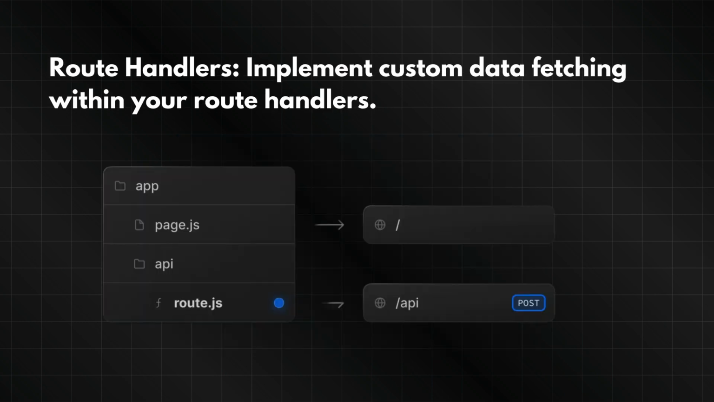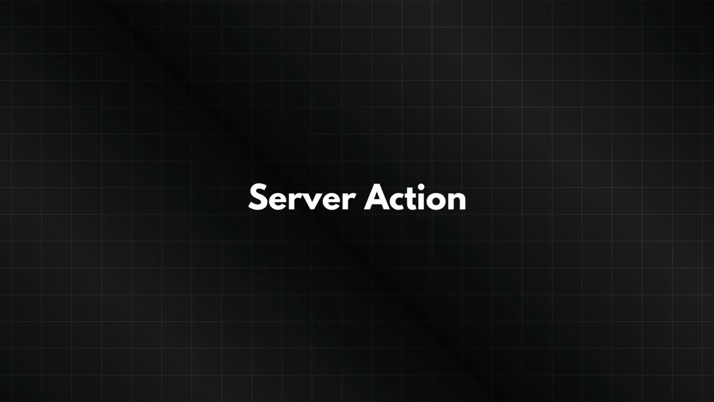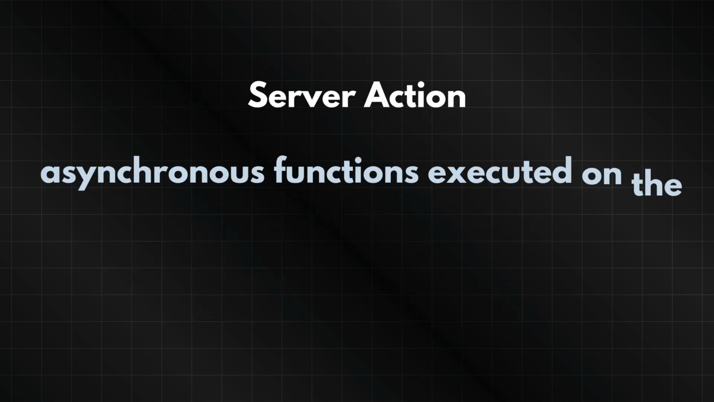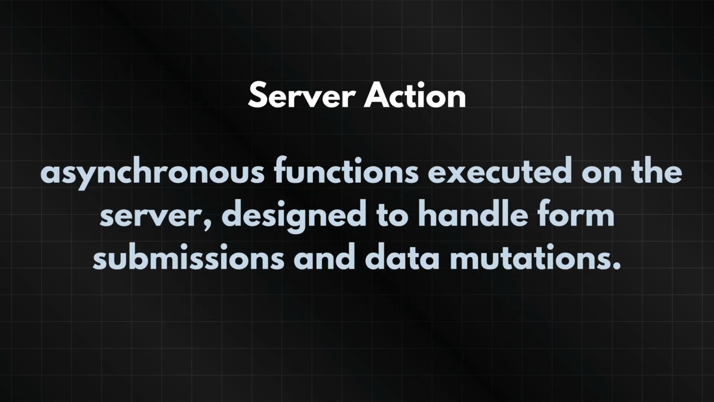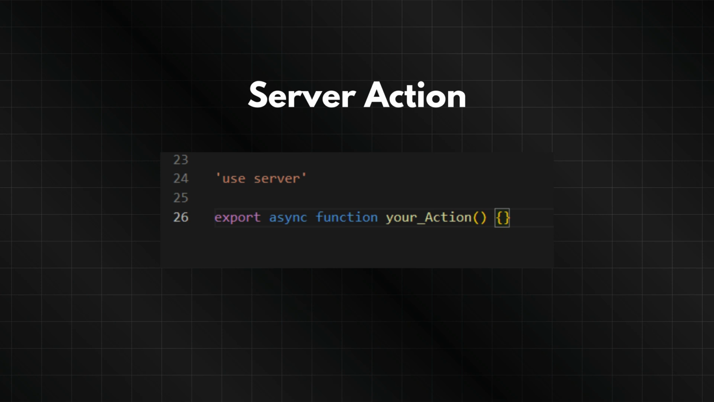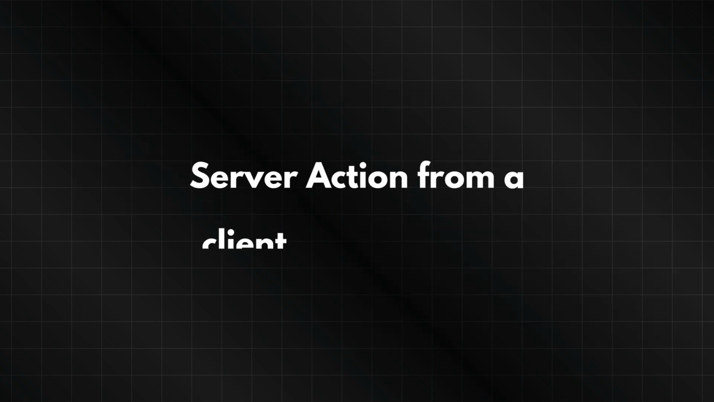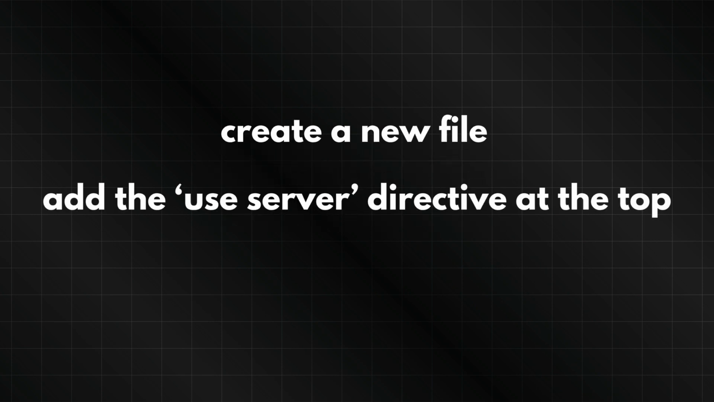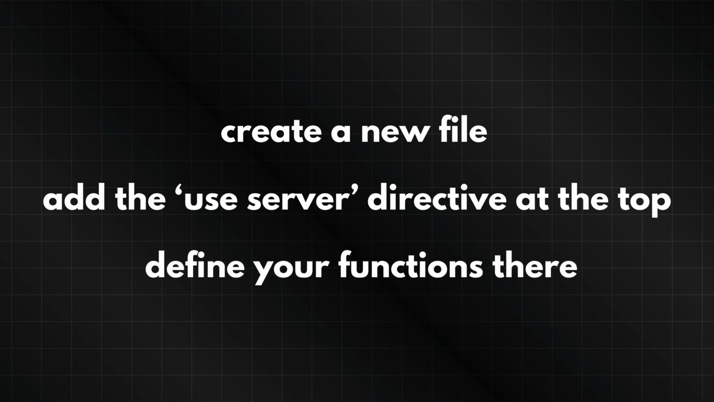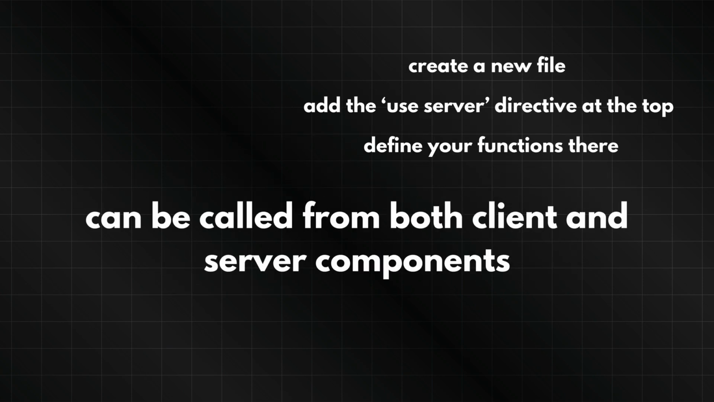There is also a new feature in Next.js called server actions. These are asynchronous functions executed directly on the server, designed to handle form submissions and data mutations. To use server actions, simply add the use server directive at the function or the module level within a server component. This marks the function as a server action. If you want to call a server action from a client component, create a new file, add the use server directive at the top of the file, and define your function there. These functions, acting as advanced API endpoints, can be called from client or server components. Note that server actions only support the POST method.